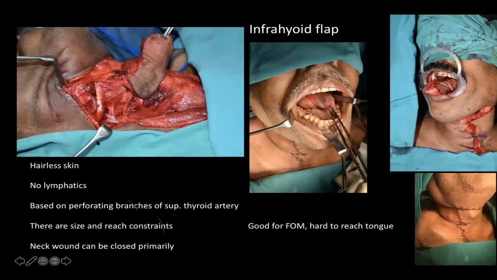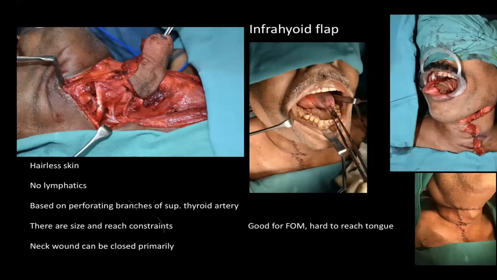And the veins should not be disturbed. They can either enter the facial vein or the internal jugular vein. The veins should not be disturbed. And this is a very reliable flap otherwise. The good thing about this flap is it's hairless skin. There are no lymphatics there. But there are size constraints. You can only take how much you can pinch the skin in the anterior neck. You cannot skin graft this area or close it with any other technique. And the reach sometimes is a constraint. Floor of mouth is okay, and anterior two-thirds of the tongue is okay. And you close the neck incorporating a Z-plasty. So if you do a Z-plasty, you avoid the contracture in the neck.